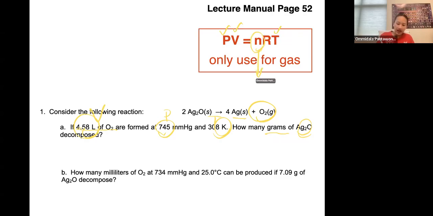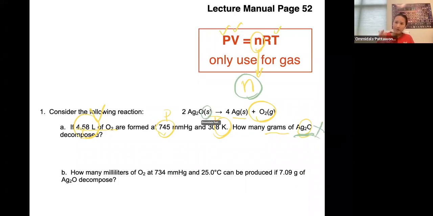So if you get an n, note that this n is going to be n of gas. It's not going to be n of solid. It's not going to be n of liquid. Therefore, in this case, if you plug all this in, the n value, or the number of moles that comes out, is not going to be the number of moles of silver oxide, because the silver oxide is solid.